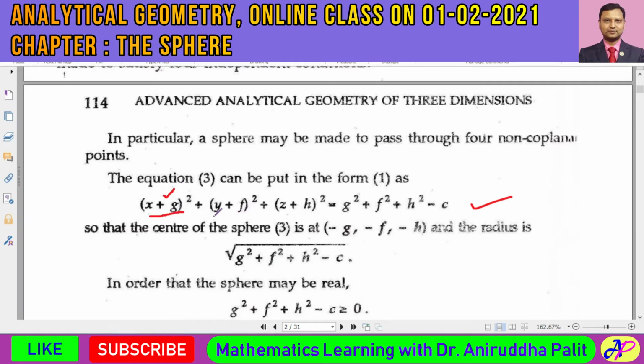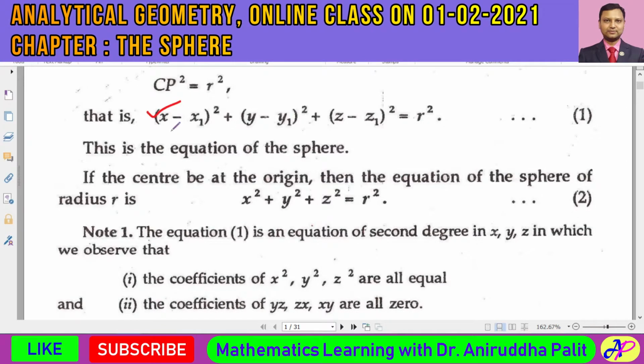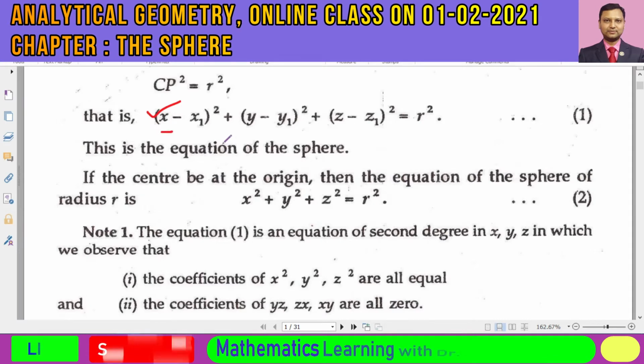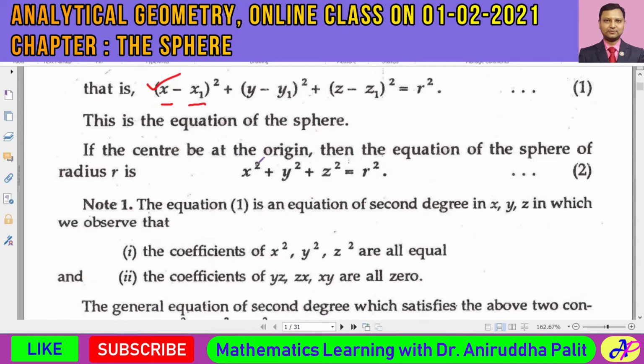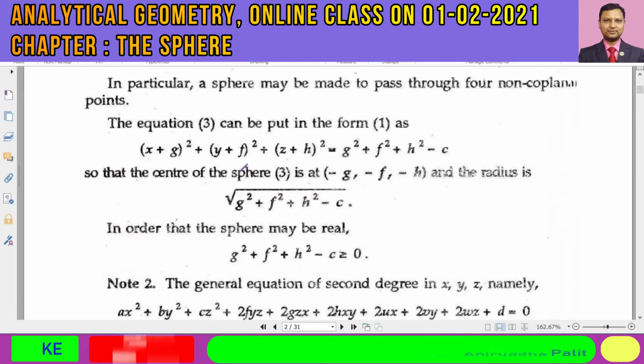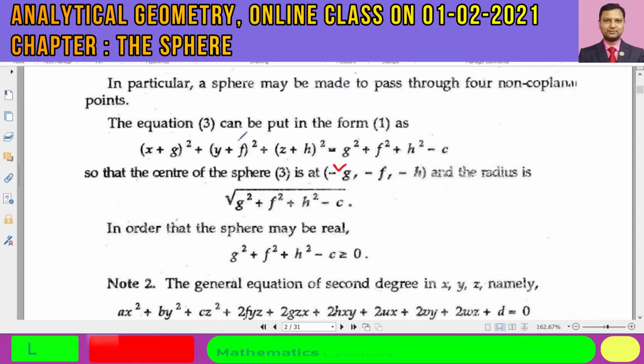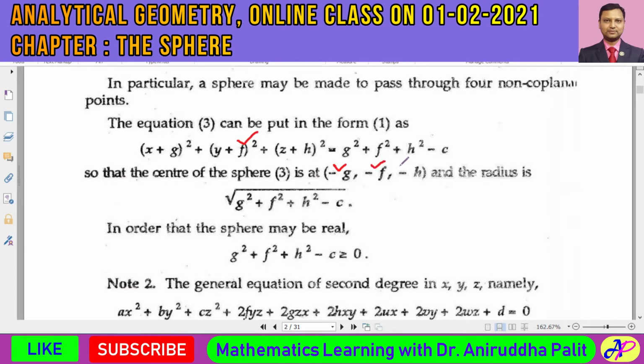If you compare this equation with the standard equation of the sphere, we had x coordinate of a point minus x coordinate of the center. So x coordinate of a point on the sphere minus of minus g would be equal to plus g. So the x coordinate of the center would be equal to minus g. Similarly, the y coordinate of the center would be minus f, and the z coordinate of the center would be minus h. So in this way we can find the center of the sphere.